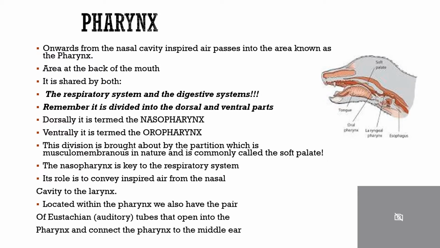The nasopharynx is key to the respiratory system, and its role is to convey inspired air from the nasal cavity to the larynx. Located within the pharynx, we also have the pair of eustachian, or commonly termed auditory tubes, that open into the pharynx and connect the pharynx to the middle ear.